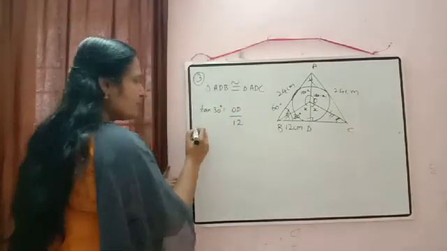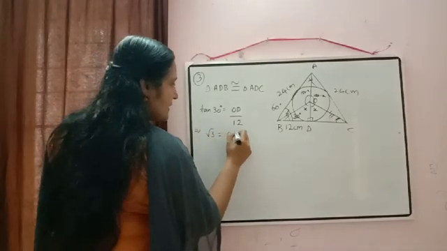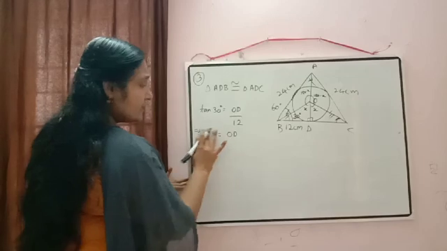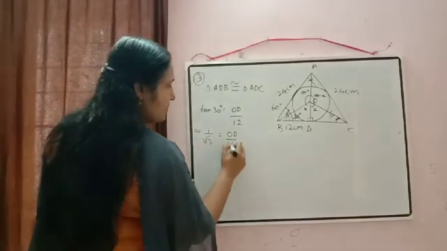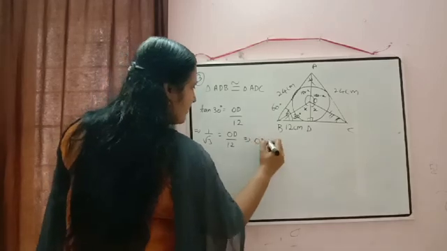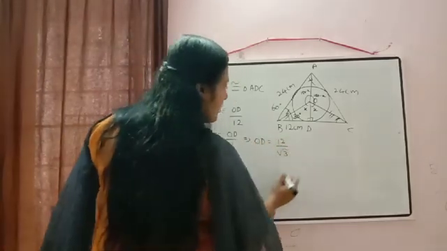That is 12. What is the value of tan 30 degree? 1 by root 3. So we will get here tan 30 degree is 1 by root 3. So 1 by root 3 is equal to OD by 12. So from here we will get OD is equal to 12 by root 3.